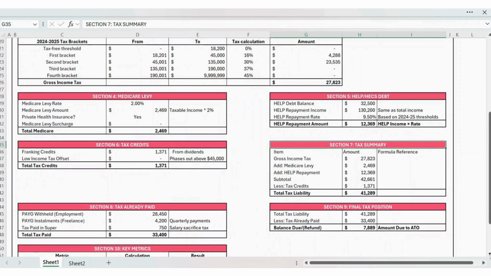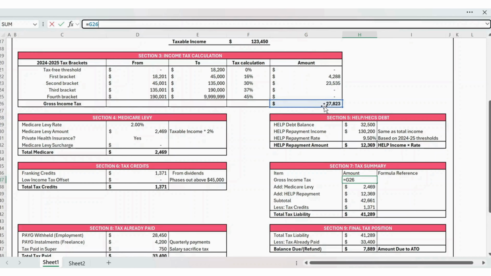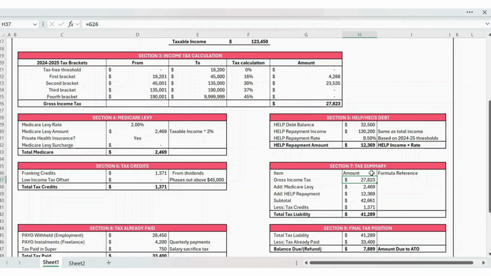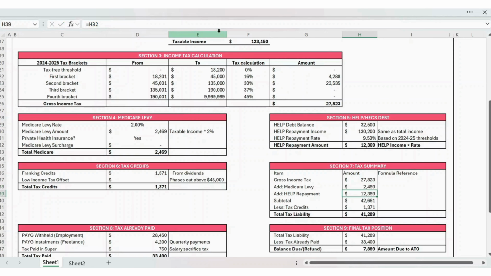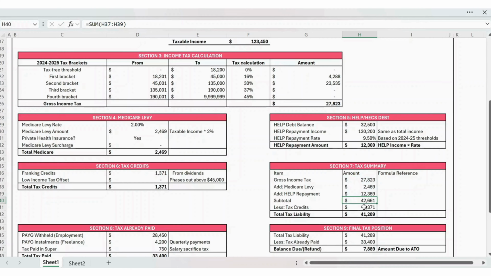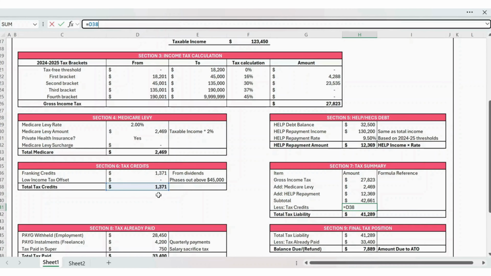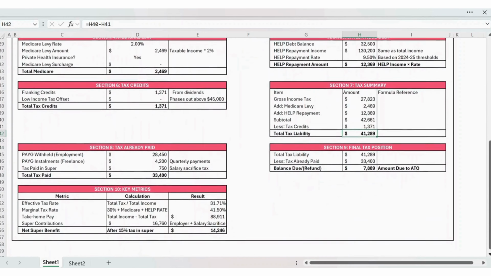Part 8, Section 7, the Big Tax Summary. Time to bring it all together for the total tax liability. We start with gross income tax, $27,823. Add the Medicare levy, $2,469. Add the HELP repayment, $11,718. This gives a subtotal of $42,010. From that, we subtract the total tax credits, $1,371. This leaves Alex with a total tax liability of $40,639 for the year. This is the total amount he needs to have paid across the year through all methods.